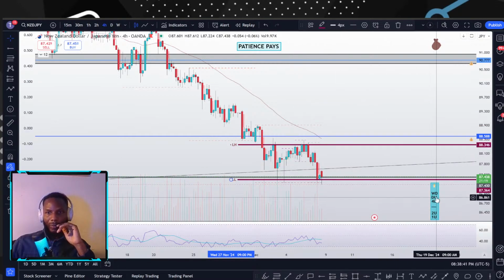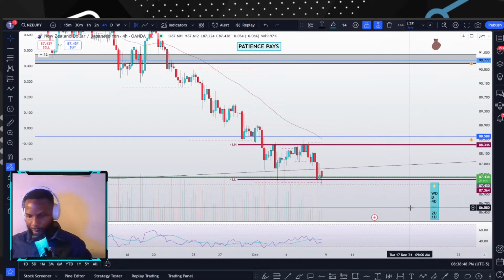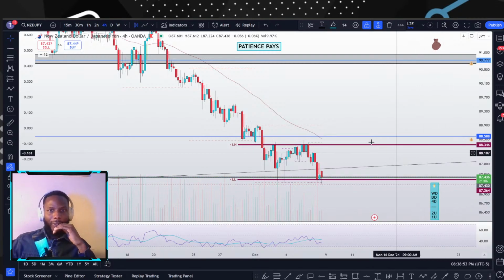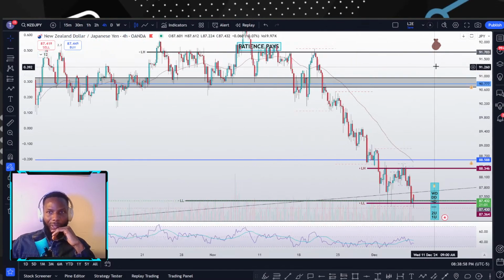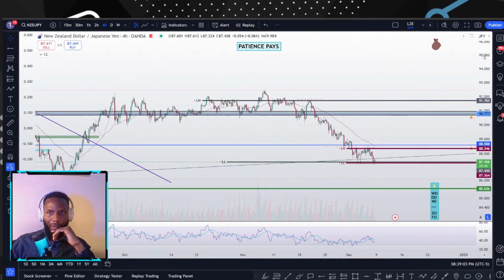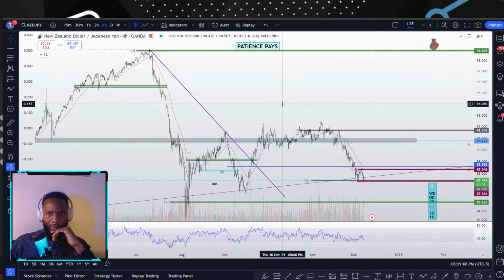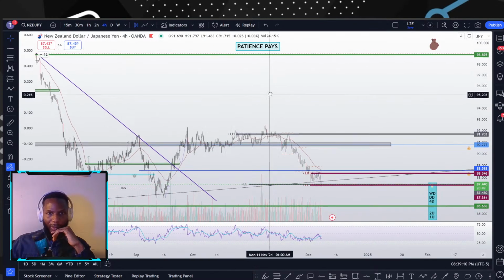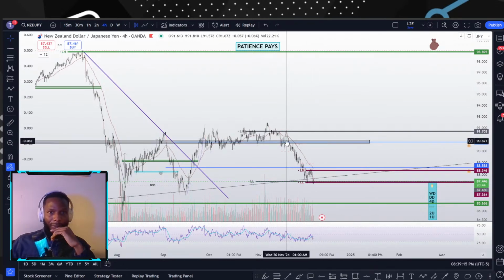So let me just change this one because this is also down. Okay, so all three time frames are in sync. The weekly, daily, 4-hour are all in sync. So next what we have to do is now we're looking for any area where the price could pull back, right?